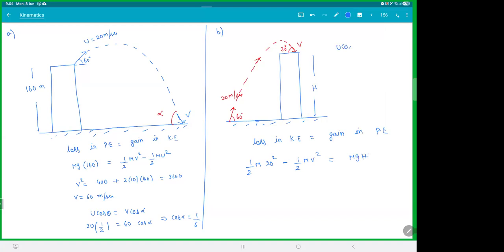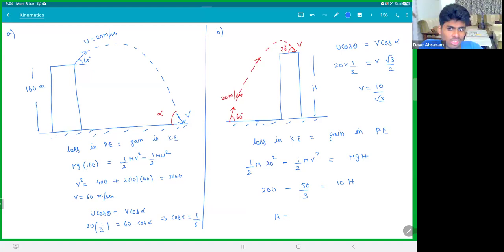I know u cos theta is equal to v cos alpha. I think that's one of the biggest clues: whenever someone gives you the final angle, indirectly they're telling you the velocity. This is 20 cos 60, which is half, and this is v, and this is root 3 by 2. So v is equal to 10 by root 3. Substitute there. This is 200. This is 50 by 3 is equal to 10h. That will cancel there. That is 16. I messed up something here.